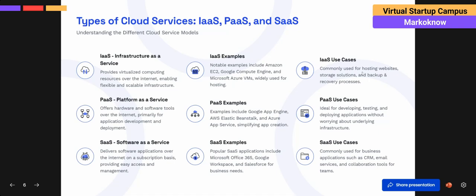The use cases are also there: hosting websites, storage solutions, ideal for developing, testing, and deploying applications without worrying about the underlying infrastructure. Okay, this infrastructure is handled in IaaS. So SaaS is directly CRM, email services, collaboration.